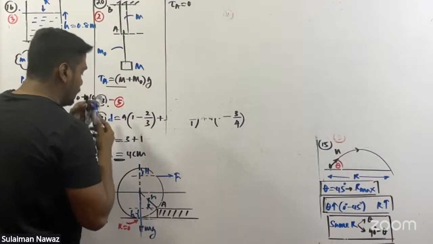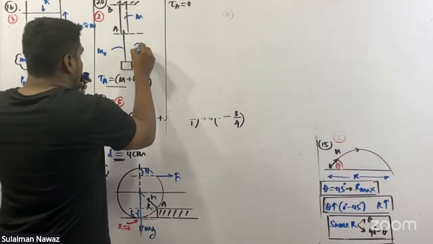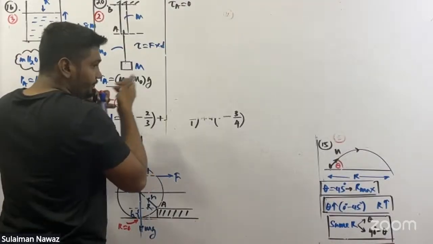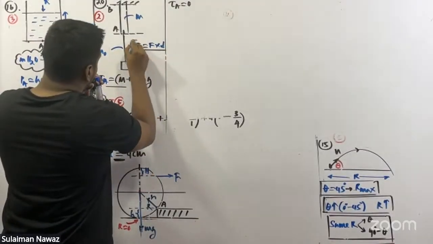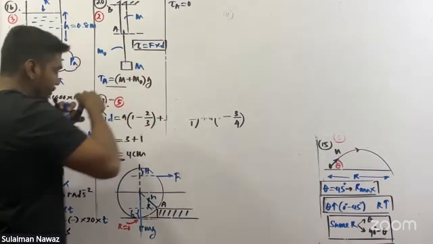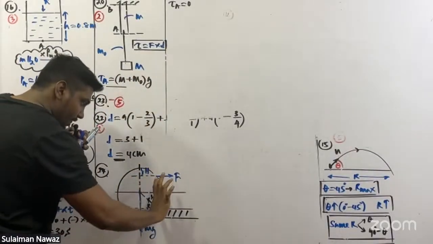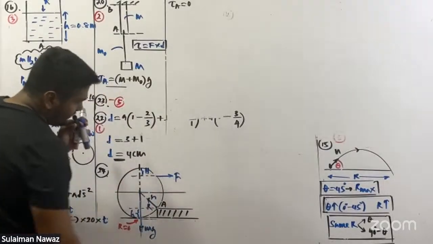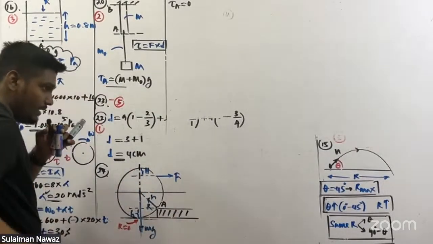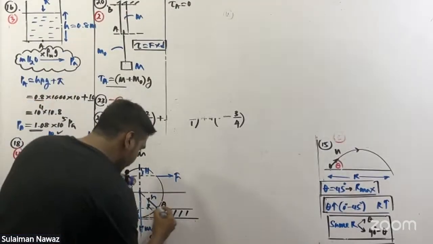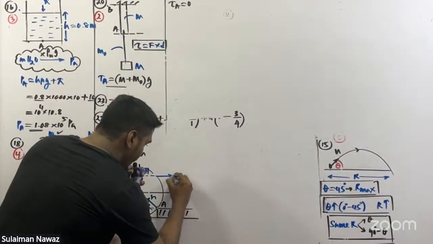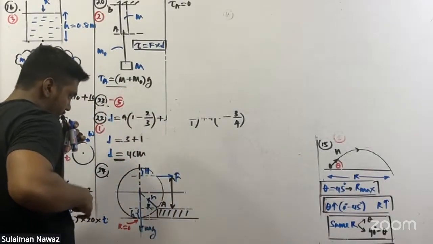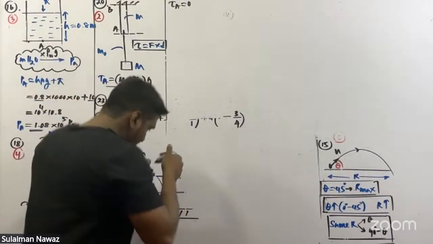We know torque means force into perpendicular distance. This we learned. Then the capital F creates a clockwise torque around point capital A: F into the perpendicular distance. How can I find this distance? The perpendicular distance from point capital A. I want to find this gap. How can I find this gap?